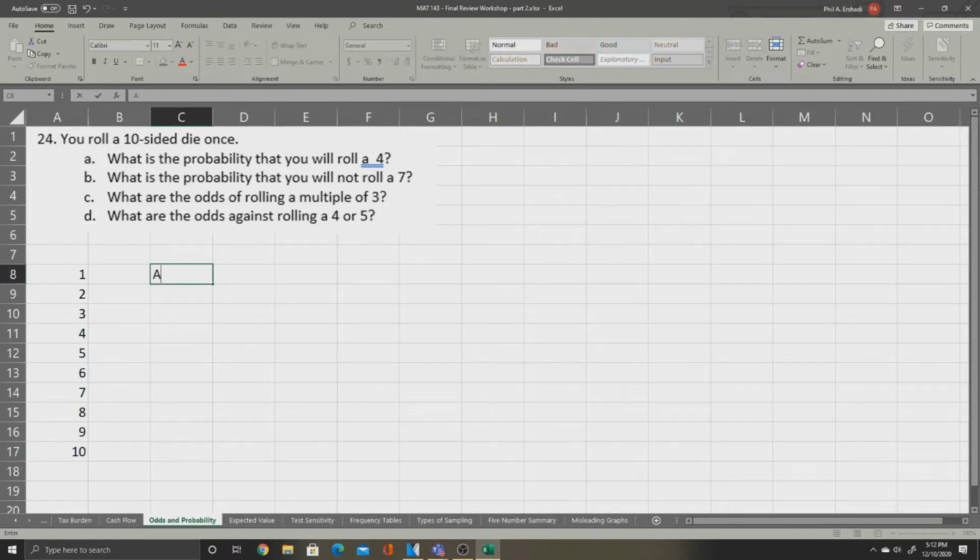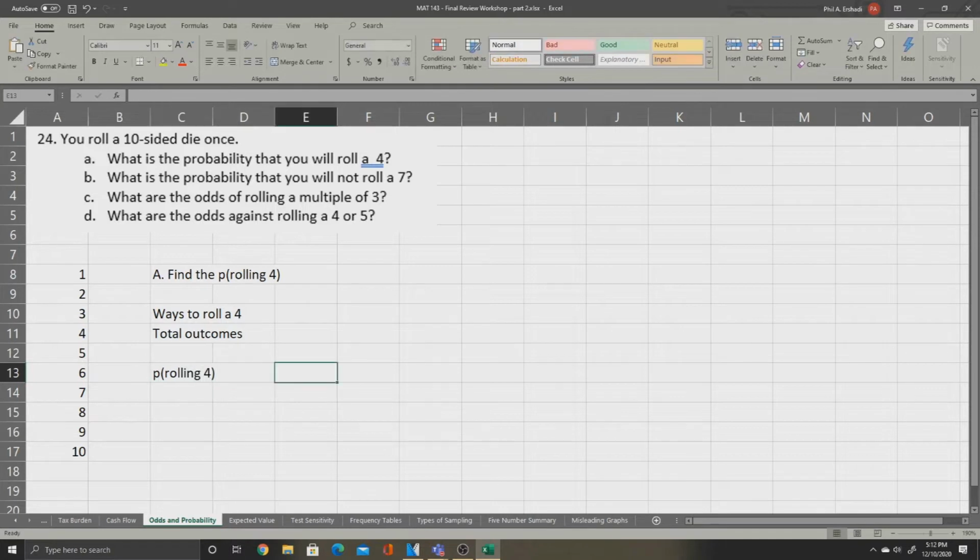So in problem A, we are asked to find the probability of rolling a 4. So let's take the ways to roll a 4 and the total outcomes. Now, to find the probability of rolling a 4, we would use the number of ways to roll a 4 and divide by the total outcomes.